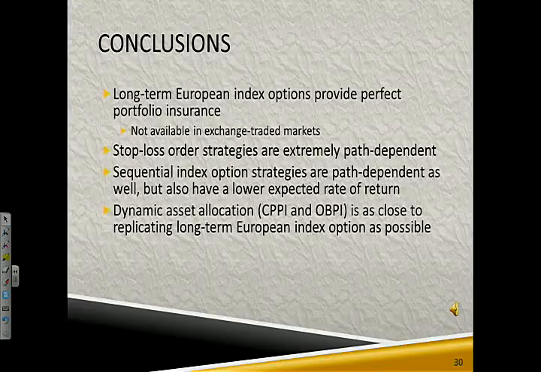So in conclusion, let's wrap up a few key points from our presentation. Now, long-term European index options provide a perfect portfolio insurance, but this isn't available in exchange-traded markets, sadly. Stop-loss order strategies are extremely path-dependent, as the different equations have shown. Now, sequential index option strategies are path-dependent as well, but have a lower expected rate of return. And lastly, this dynamic asset allocation, as shown with CPPI and OBPI, is as close to replicating long-term European index options in the market.